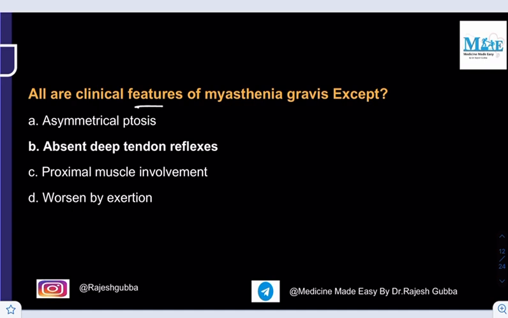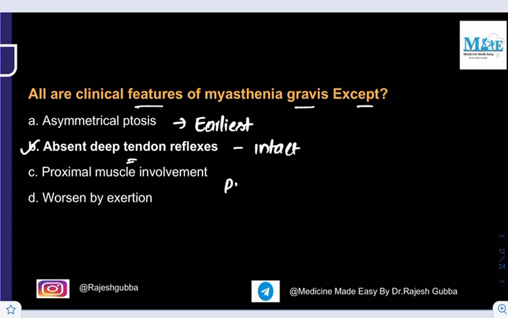All of the clinical features of myasthenia gravis except: asymmetrical ptosis, absent deep tendon reflexes, proximal muscle involvement, worsened by exertion. So, in myasthenia gravis, the earliest manifestation that you come across in patients is the asymmetrical ptosis. And how will be the deep tendon reflexes? Remember, the deep tendon reflexes will not be absent. The deep tendon reflexes will be intact in patients with myasthenia gravis.